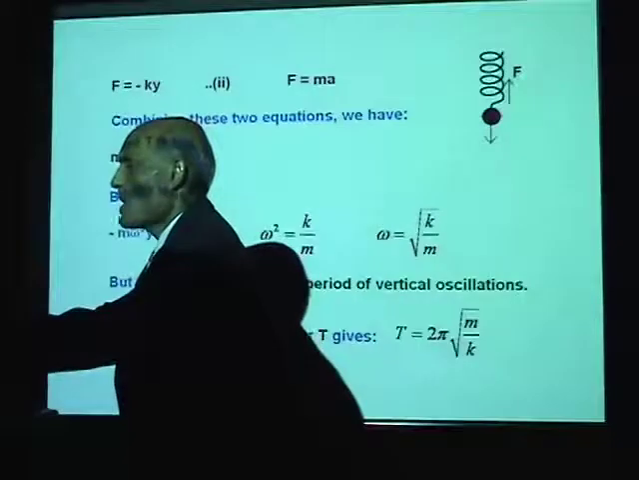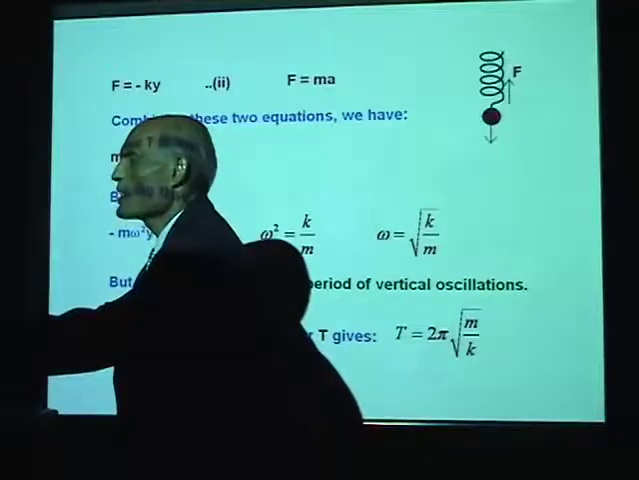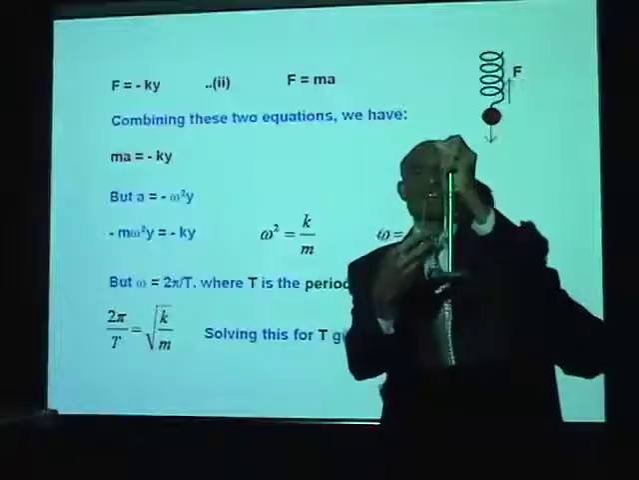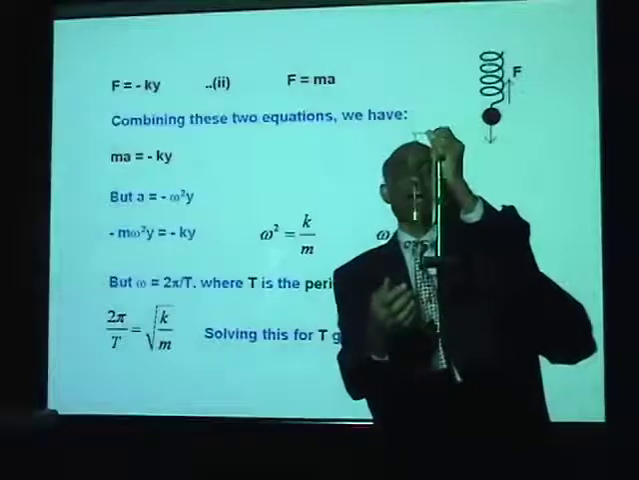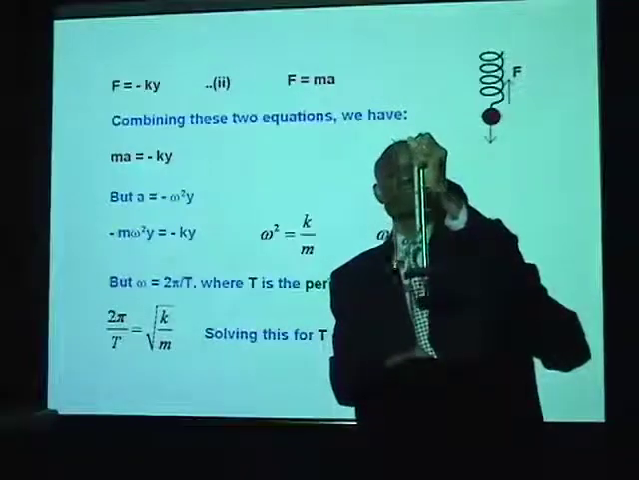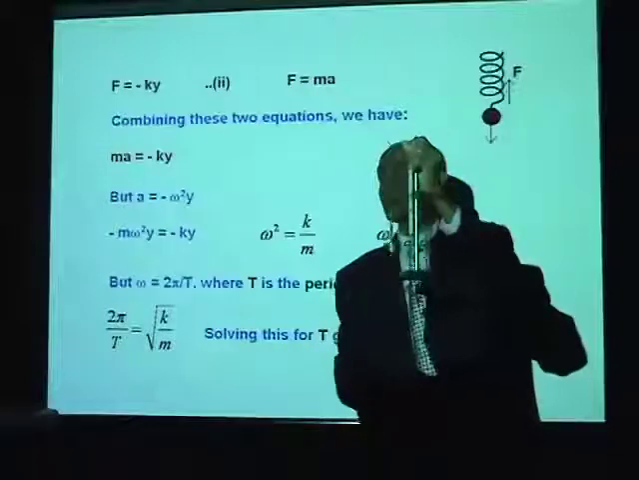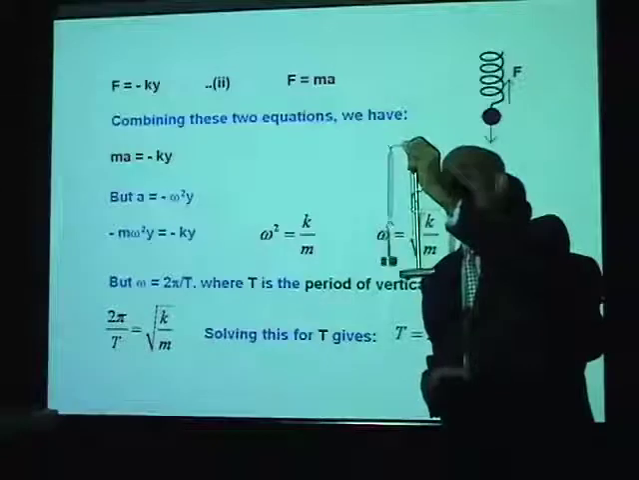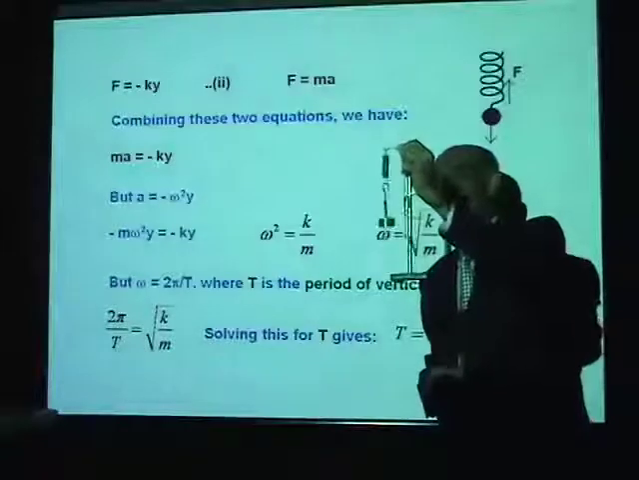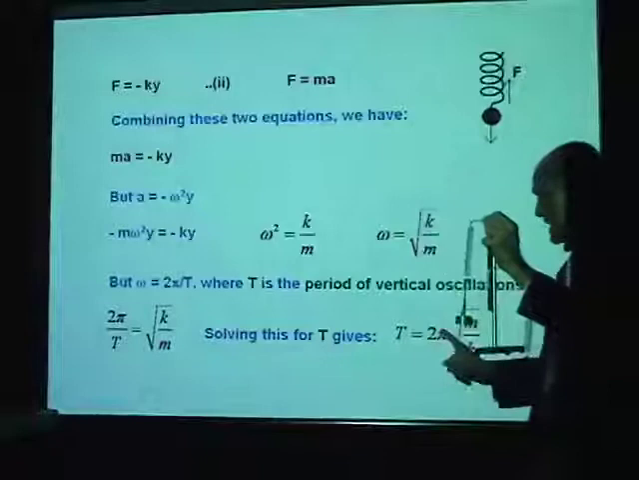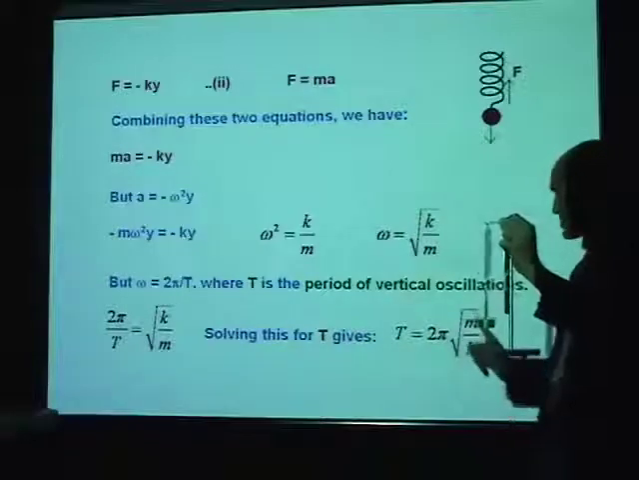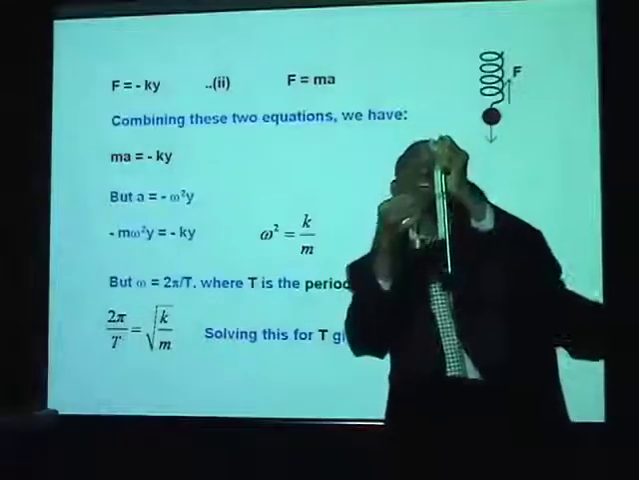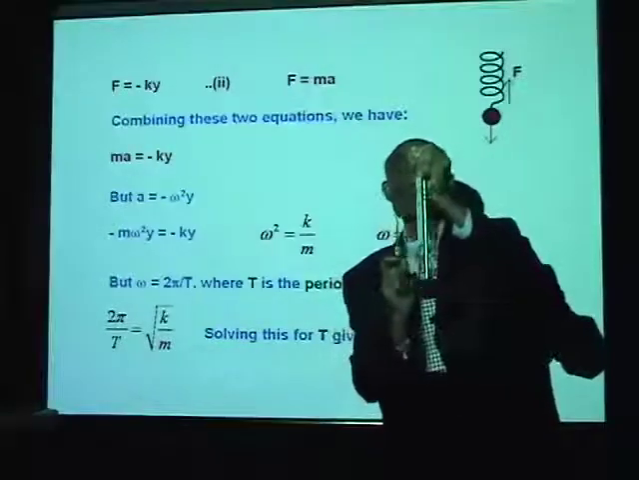When you set an object into simple harmonic oscillation, you remember that word, simple harmonic oscillation. A simple harmonic oscillation has a period and frequency. What is the period of this simple harmonic oscillation? The period is given by 2 pi times square root m over k, where m is this mass and k is the spring constant of the spring.